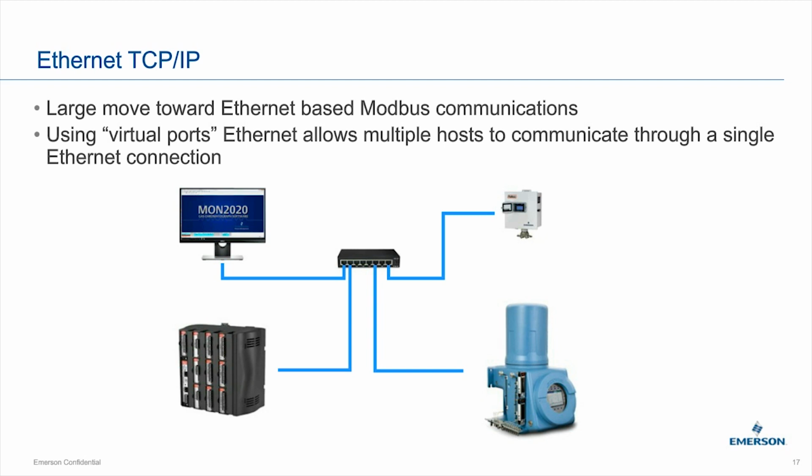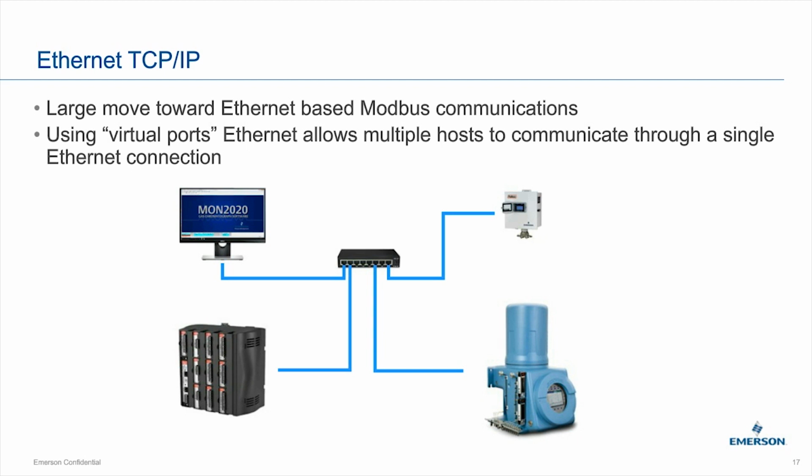Now, in theory, we can have up to 16 different virtual ports, but in reality, getting up to more than 8 devices talking to one GC over one Ethernet link can start to become problematic with collisions on the network. But it is really good that you can connect multiple hosts up to a single slave through a single Ethernet connection. That's a really good advantage of Ethernet TCP/IP.